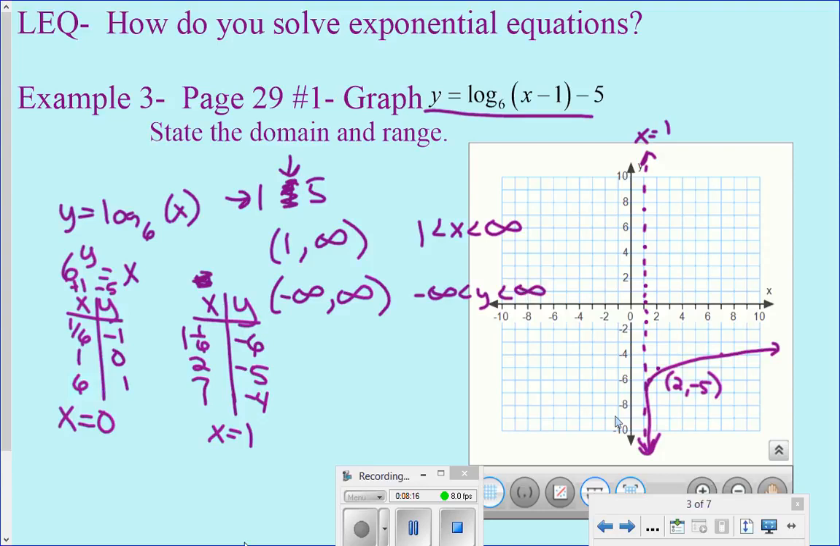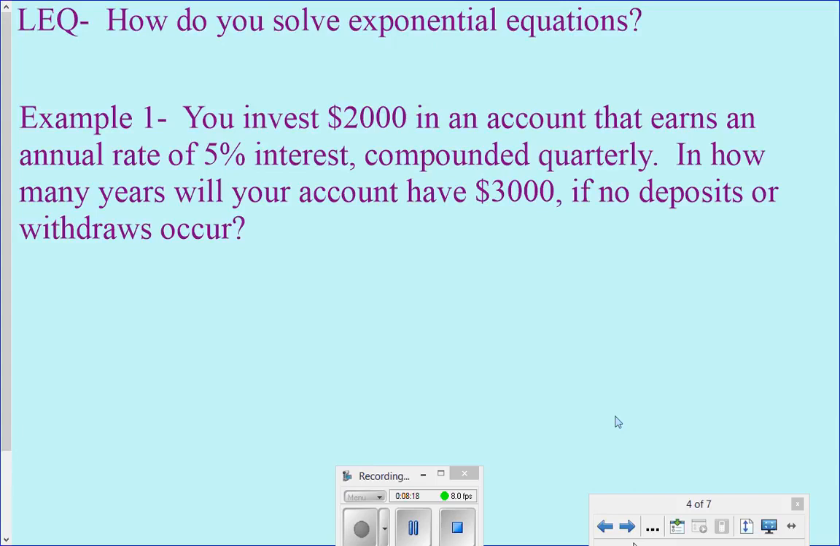Okay. All right, next thing we did was we took a look at this problem. So go ahead and copy that into your notes. Remember, we just really need the important details. So in this problem, the important details are that we start with $2,000. We are compounding this money quarterly. The annual rate's 5%, and we want to know how long till we'll have $3,000 in the account. Okay, so once you have all that copied, let's go ahead and start the problem.